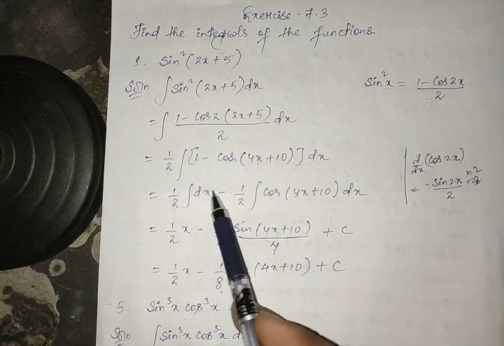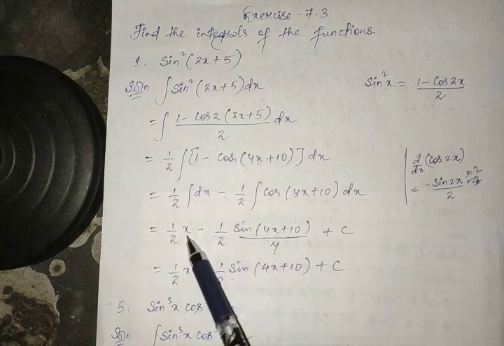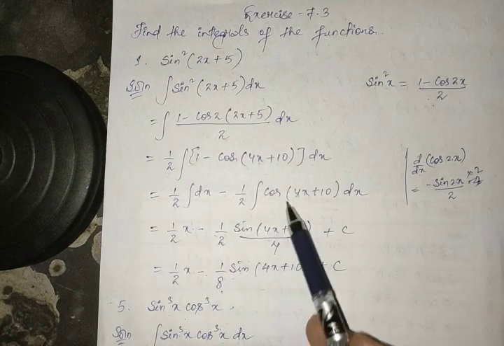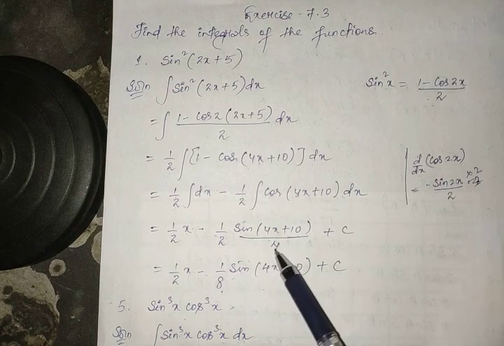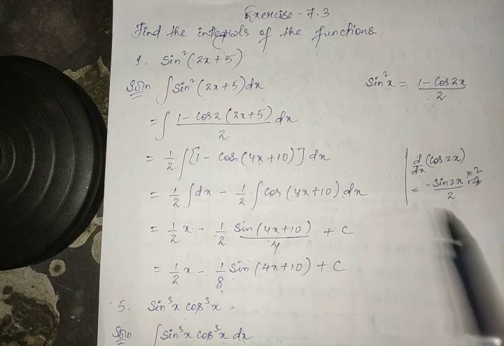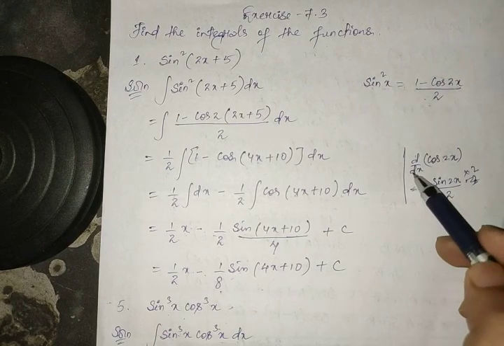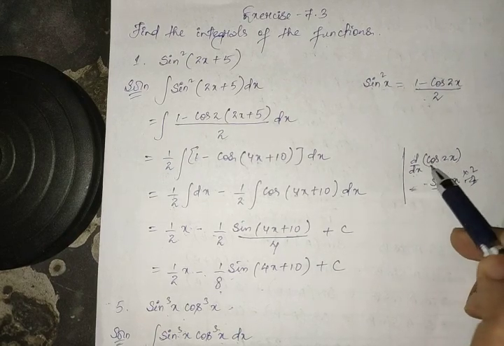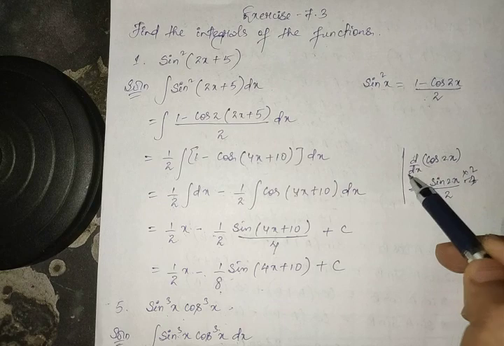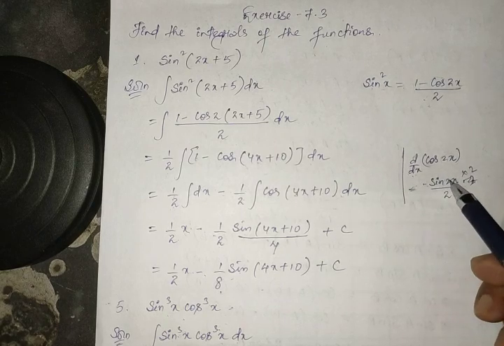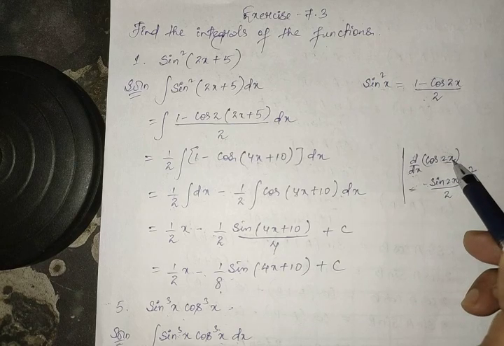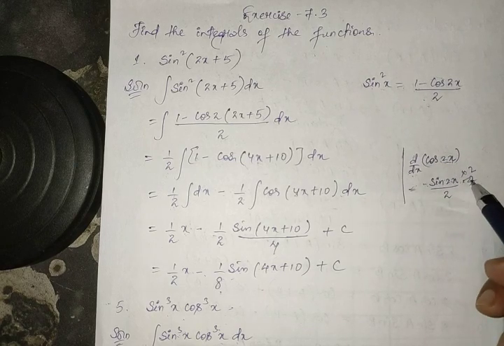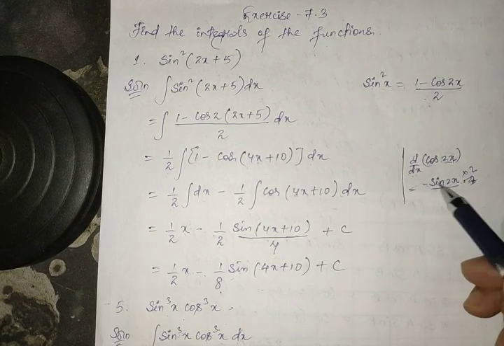Now integration of dx is x, right? So it will be 1 by 2 x minus half, and integration of cos x is sin x, by 4. Why 4? Because in differentiation, when you differentiate, for example, a function cos 2x, d/dx of cos 2x is minus sin 2x, and then you differentiate the 2x also, so differentiation of 2x is 2. So we'll get minus sin 2x into 2.